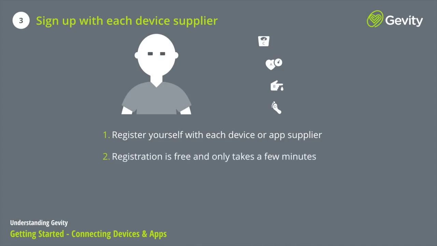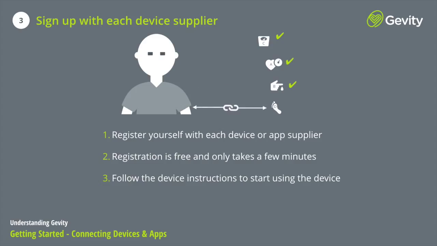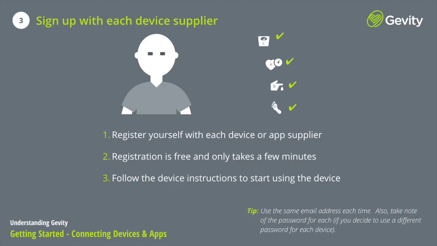Registration is free and usually only takes a few minutes. Lastly, follow the device vendor's instructions on how to use their device or app to monitor your health or exercise. For example, for a blood pressure monitor, there may be a particular process required to ensure the most accurate readings.